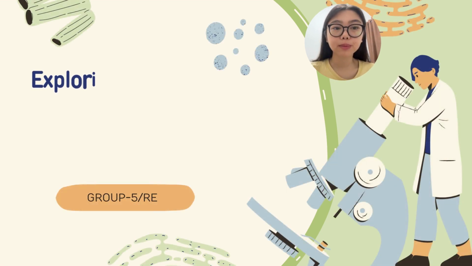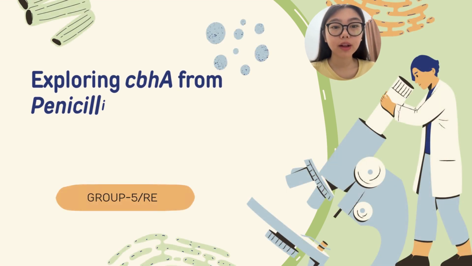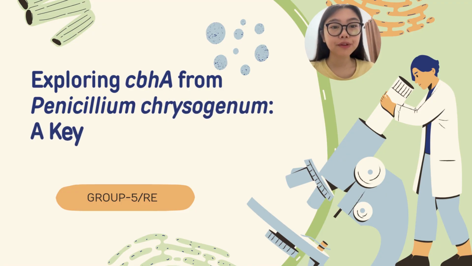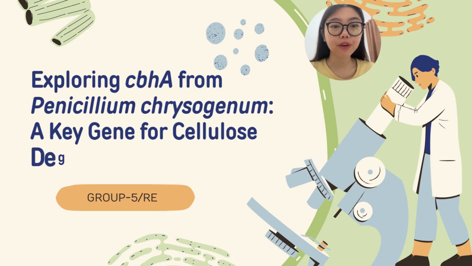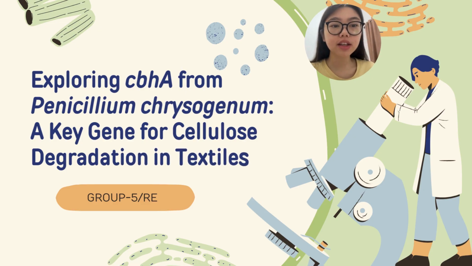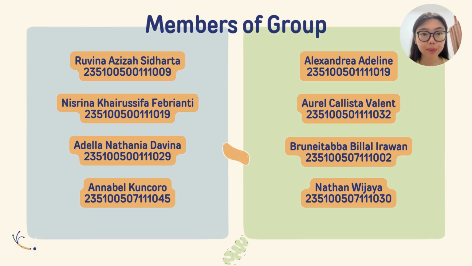What if you could make fabric smoother, brighter, and more sustainable, all using fungi? In this video, we are going to explore cbHA from Penicillium chrysogenum, a key gene for cellulose degradation in textiles. Here are our group members.